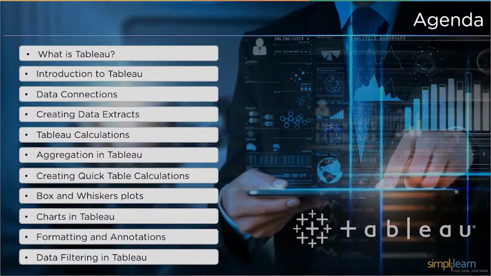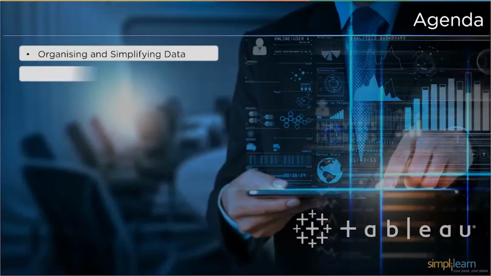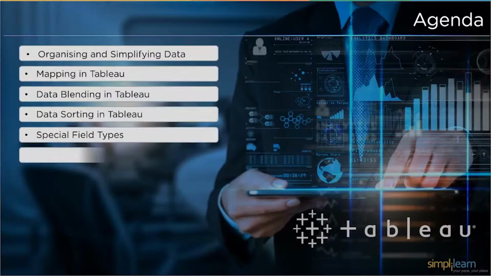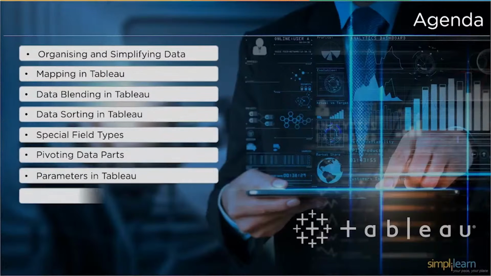Moving ahead, we will understand the Tableau calculations, aggregations in Tableau, creating quick table calculations, box and whiskers plots, etc. Next, we will learn each and every single type of charts available in Tableau. Then, we will move ahead into formatting and annotations in Tableau. Then, we will understand how to filter data in Tableau. Followed by that, we have organizing and simplifying data in Tableau. Next, we will understand how to run mapping in Tableau.